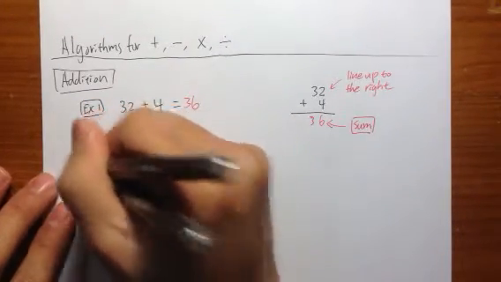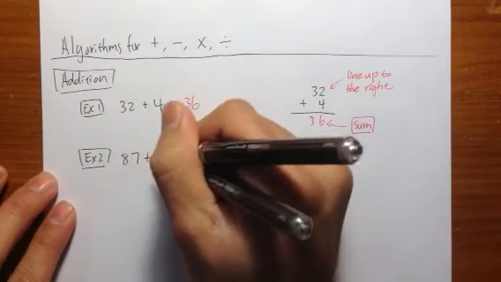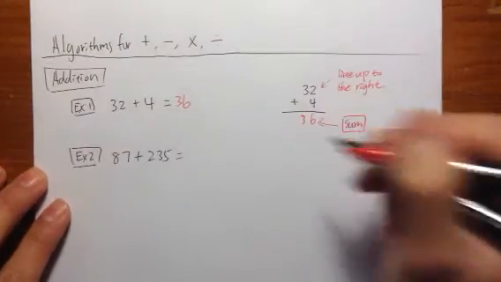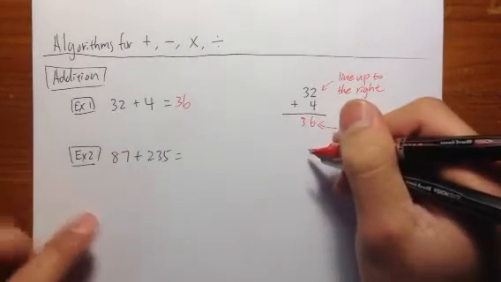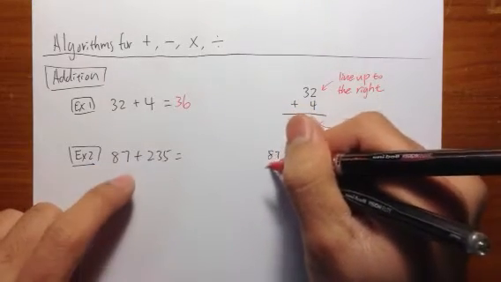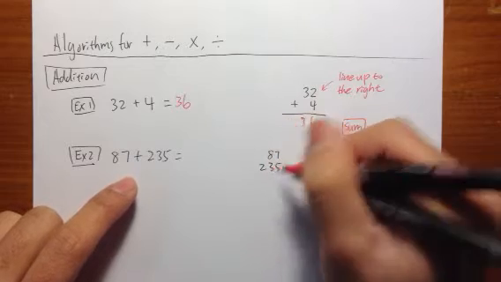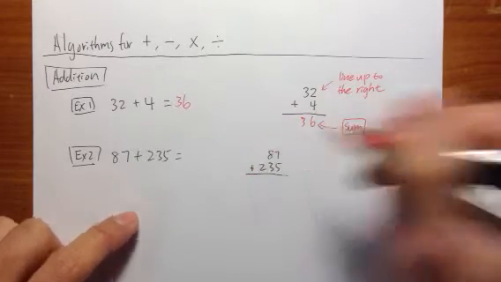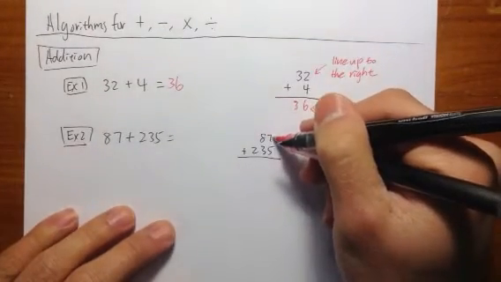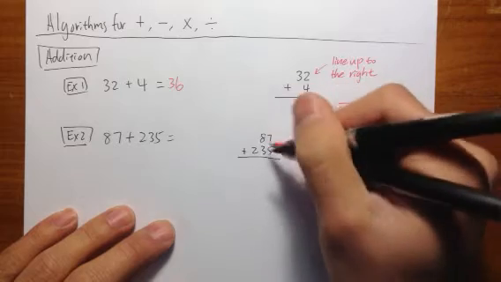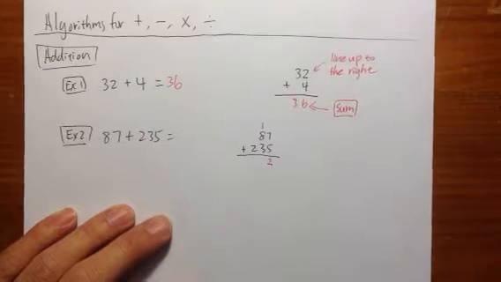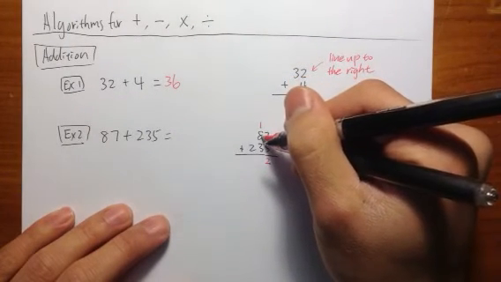Example 2. Let's do 87 plus 235. So again, we just need to line up the numbers to the right. So let's say I have 87 and then 235, and put a plus sign right here to remind us we are going to add. Okay, so we have 7 plus 5 is 12. So I'm going to write down the 2 first, and then I have the 1 carry over. 1 plus 8 is 9.